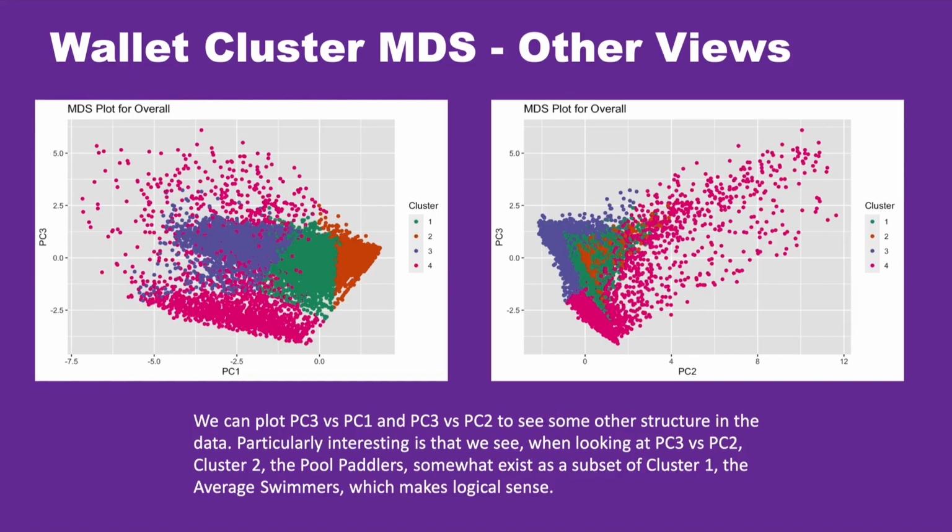There's a couple other views you can look at the MDS plot with. So we plotted the third principal component against the first and the third against the second. Again, this shows you a separation. What's interesting on the plot on the right, when you look at PC3 versus PC2, you notice that cluster 2 falls partly within the bounds of cluster 1.